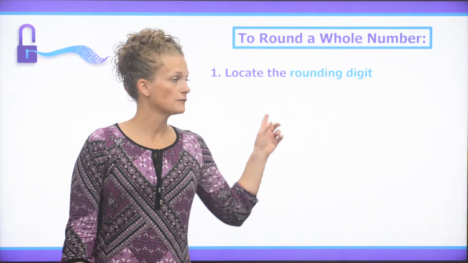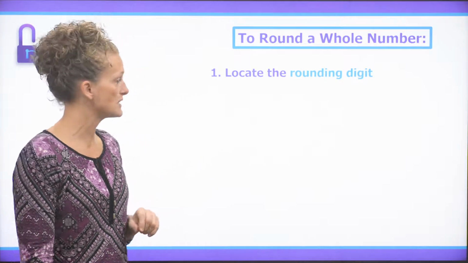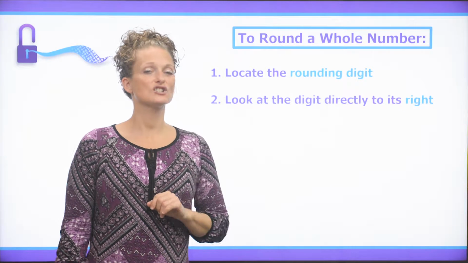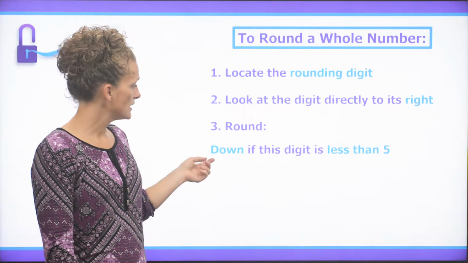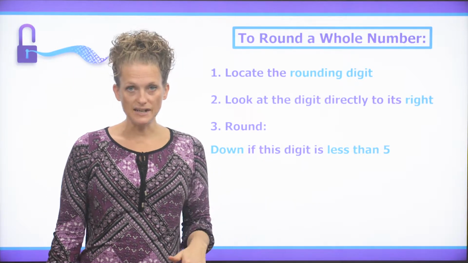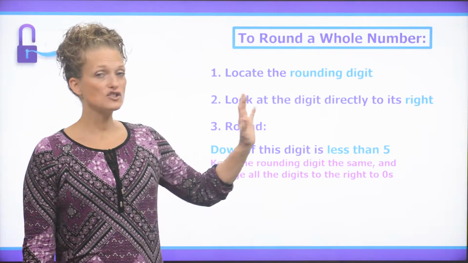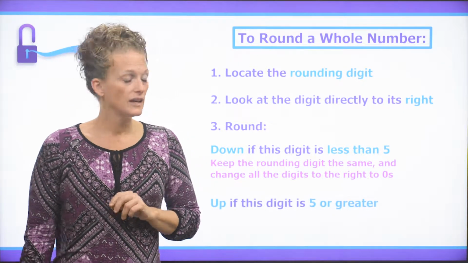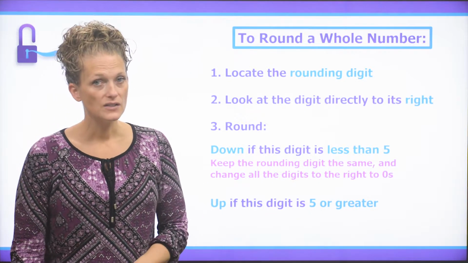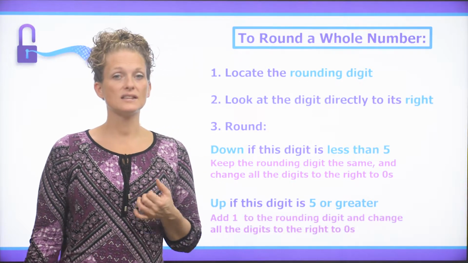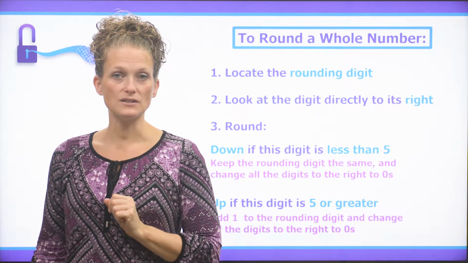Now, to round a whole number, the first thing you have to do is find the rounding digit. And I'm going to show you what I'm talking about. Look at the digit directly to its right, and then you round. Now, if the digit is less than 5, we round down. So what that means is that the rounding digit stays the same and everything else to the right of it changes to a 0. If the digit is 5 or greater, then we round up, which means that we add 1 to the rounding digit, and then we change everything else to the right to a 0.